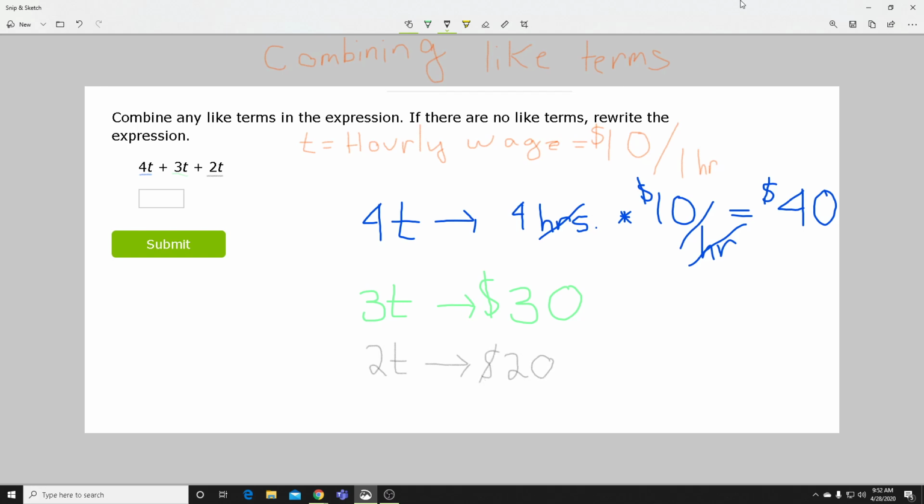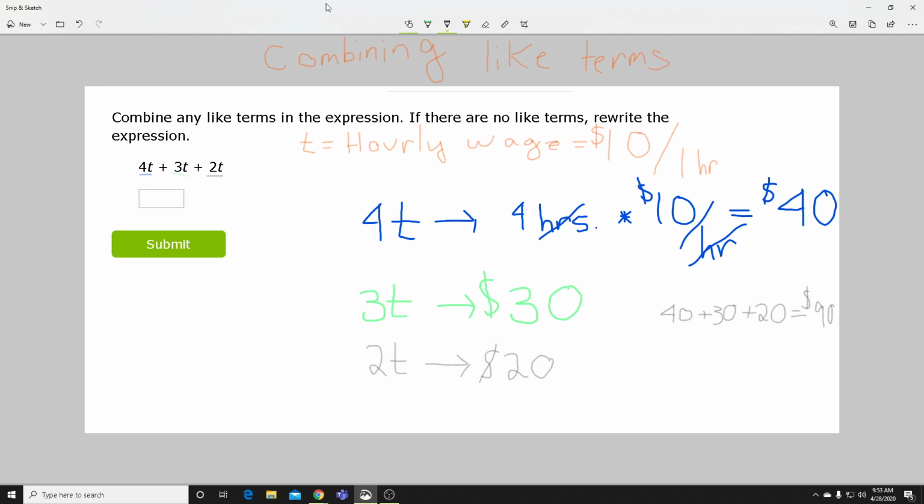So if you're looking at how much money you're making in a week, you can add up 40 plus 30 plus 20, and this will give us 40 plus 30 is 70, plus 20. And that'll give us $90. Okay? So $90 with this scenario.